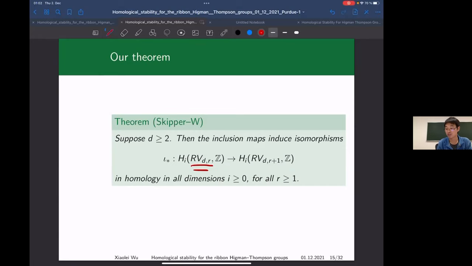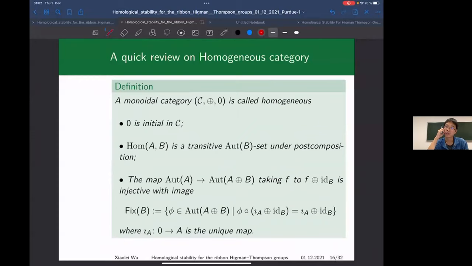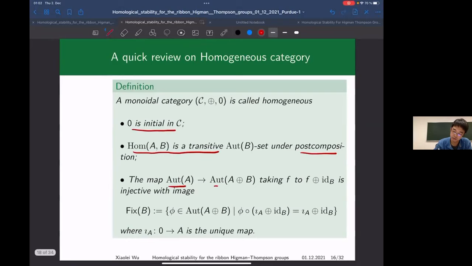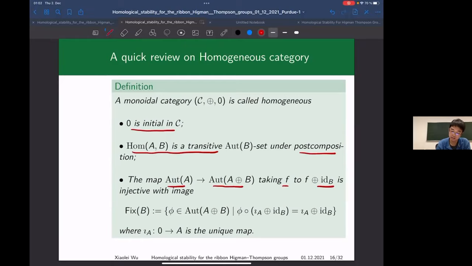There is this framework by Oscar Randal-Williams and Wahl called homogeneous categories. Basically you have a monoidal category and it's called homogeneous if it satisfies the following three conditions. The first one is that there is an initial object. The second one is that Hom(A,B) is a transitive Aut(B)-set under pre- and post-composition. The third one is already not that trivial; if you come up with an arbitrary category, it does not satisfy this. Aut(B) goes to Aut(A⊕B), taking f to identity on B, and this is injective. That's not hard. But the second part, you want the image to be exactly those automorphisms that fix B pointwise.